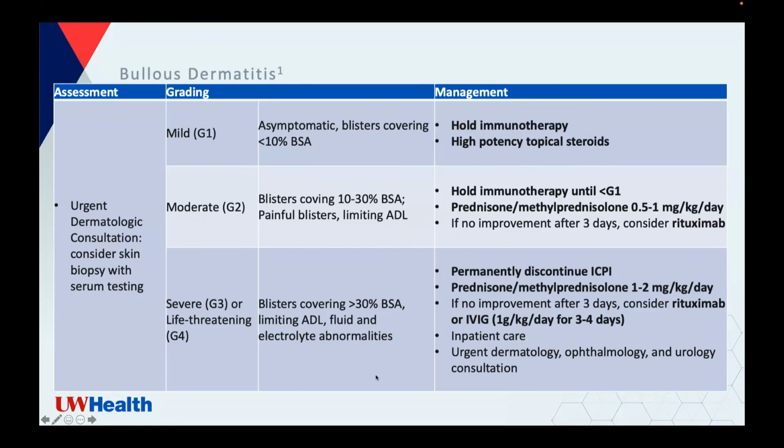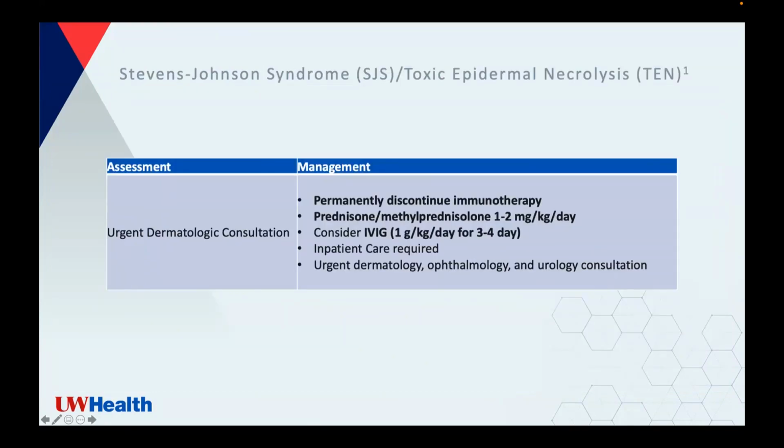And then if we're hitting greater than 30% body surface area, we're permanently discontinuing the ICPI. And then we're increasing the dose of the oral steroids to 1 to 2 mg per kg per day, as well as adding in rituximab or IVIG if there's no response in 3 days. And then for completeness' sake, I have Stevens-Johnson syndrome and toxic epidermal necrolysis, much more rare. But with these, we're permanently discontinuing, initiating those high-dose steroids, and then considering IVIG for these patients.